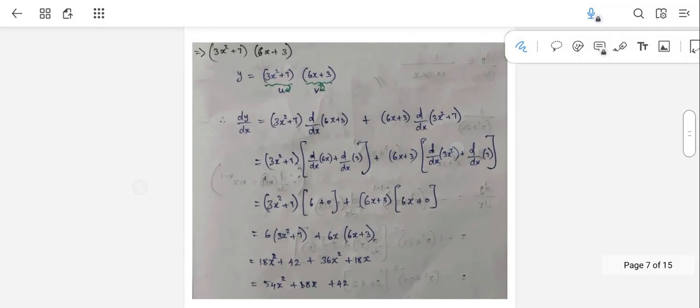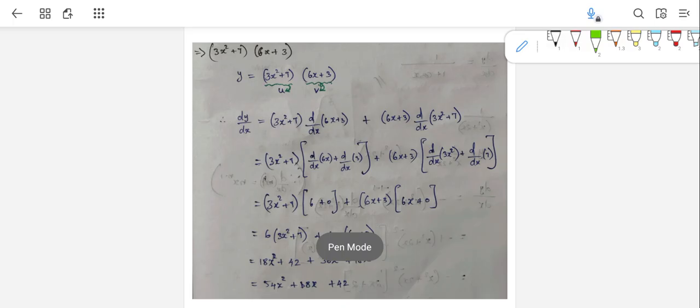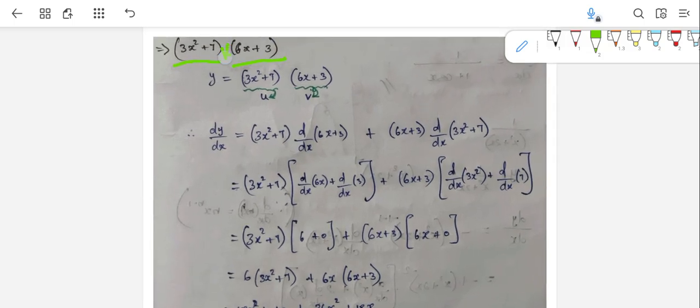See here, I have written everything step by step very clearly. So till now we have seen 3x square plus 7 separately, and 6x plus 3 separately, which you can do. But here both values are in multiplication. Now you need to apply that rule, the product rule. So first of all, y is equal to as it is given. You take the first one as u and the second one as v.